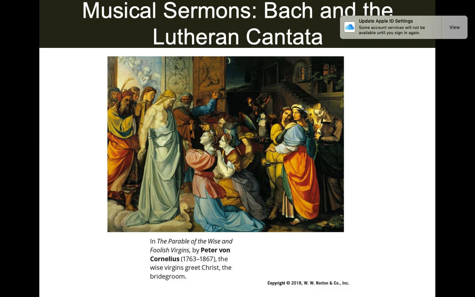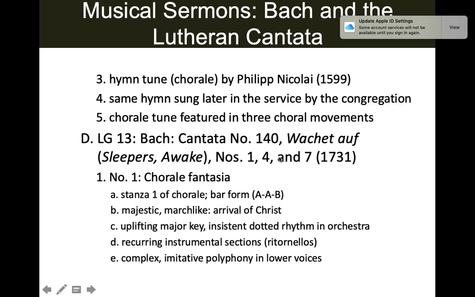And here is an artistic depiction of that scene. So we have the virgins here, the foolish virgins, and then the wise virgins, because they were ready for Christ's return. This cantata is based on a hymn tune composed by Philip Nicolai in 1599. And the same hymn is sung later in the service by the congregation.